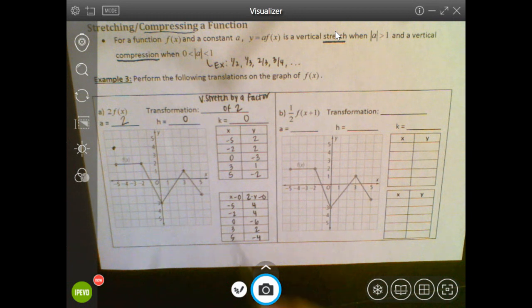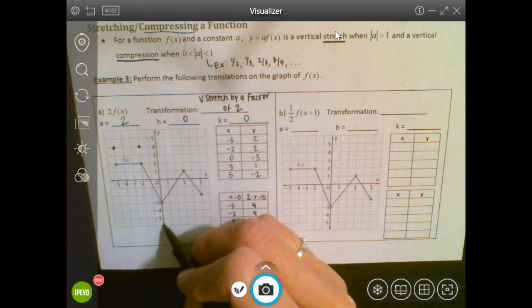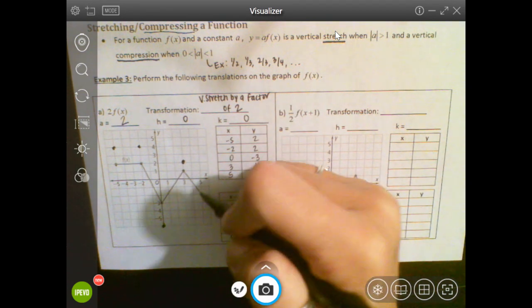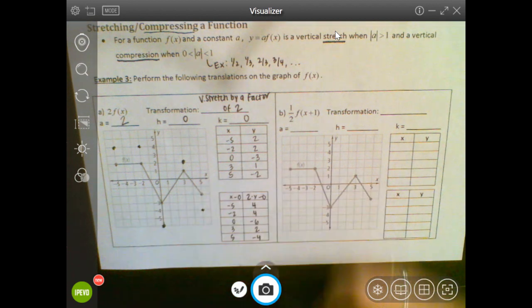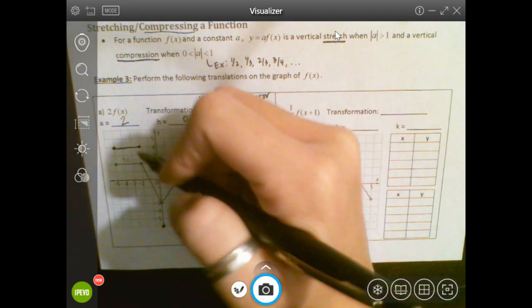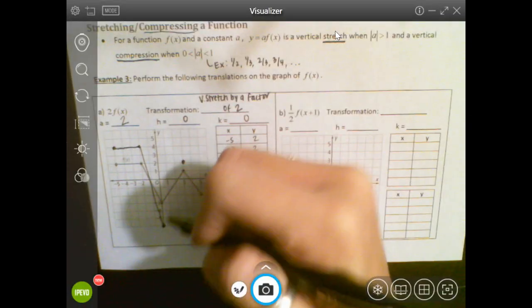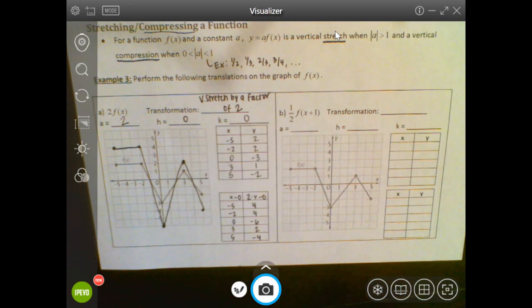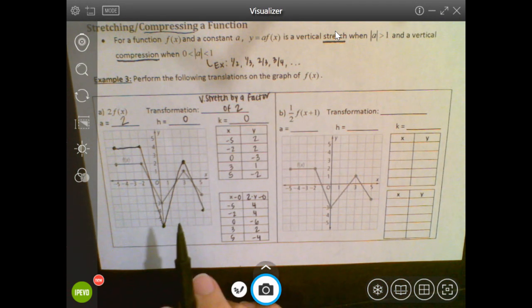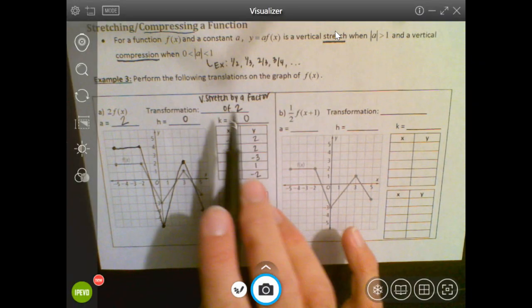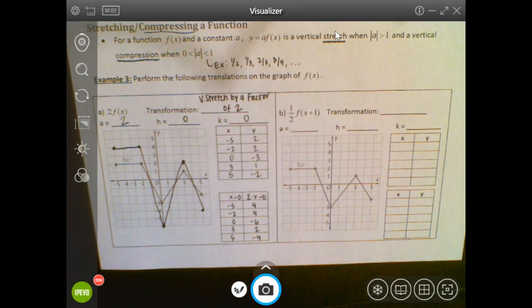So -5, 4; -2, 4; 0, -6 is way down here; 3, 2 is right there; and then 5, -4 is down here. And again, I'm going to connect these dots from left to right. You'll notice that your graph looks pretty much the same shape. The only thing that's different is that it's definitely a lot stretched out. It's a lot taller. That happens because of that vertical stretch.